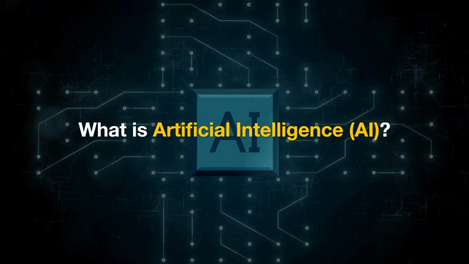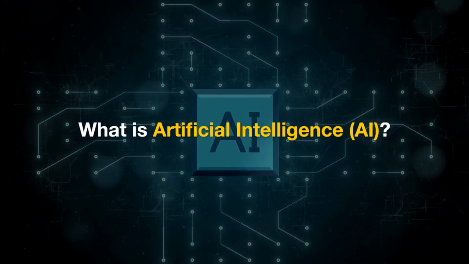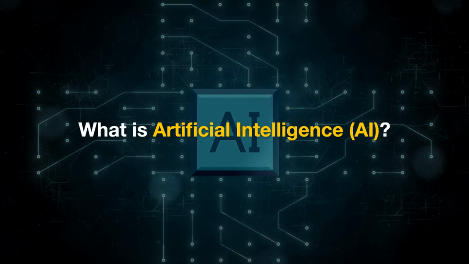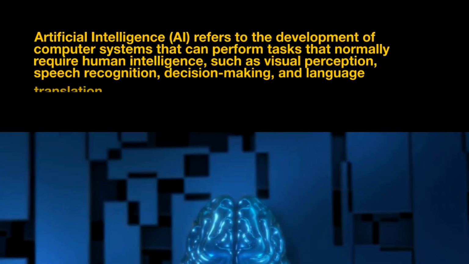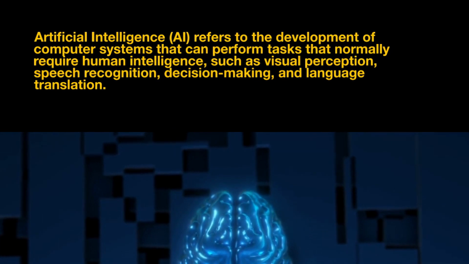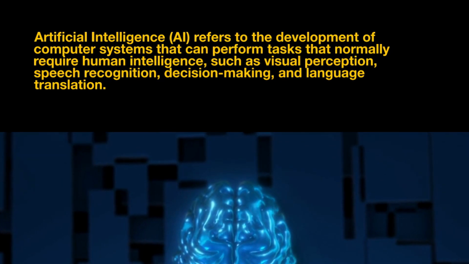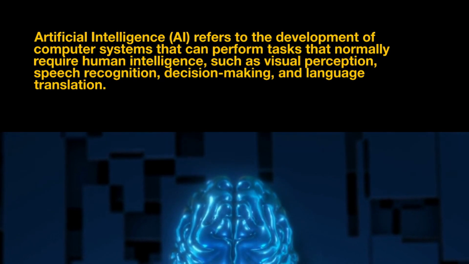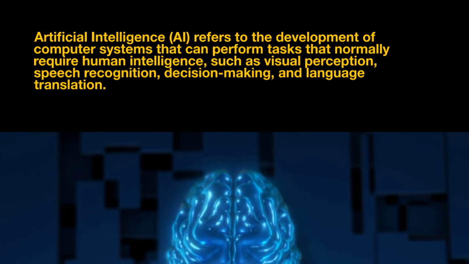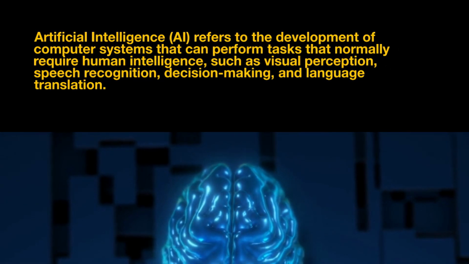What is artificial intelligence, AI? Artificial intelligence, AI, refers to the development of computer systems that can perform tasks that normally require human intelligence, such as visual perception, speech recognition, decision-making, and language translation.